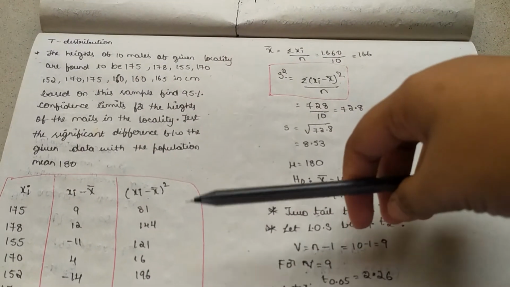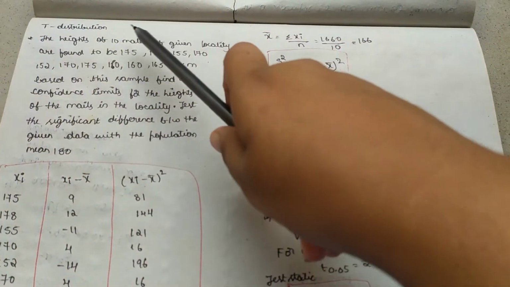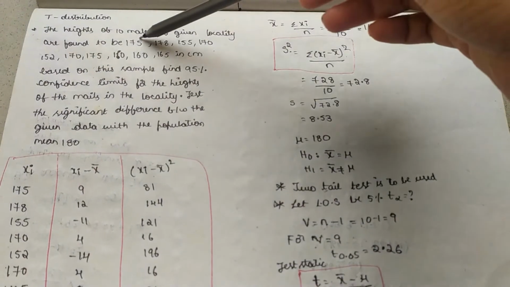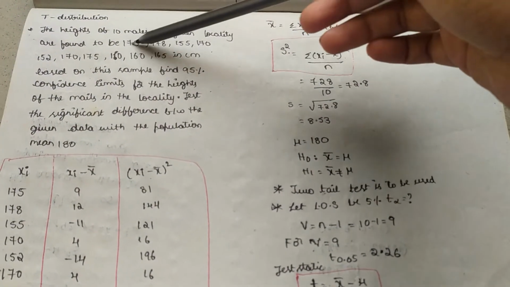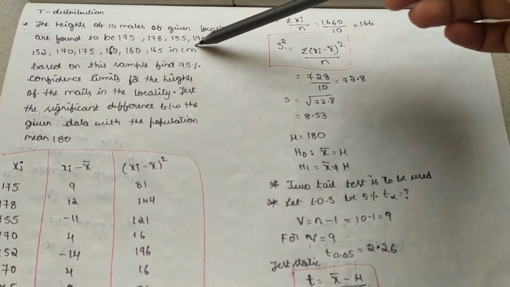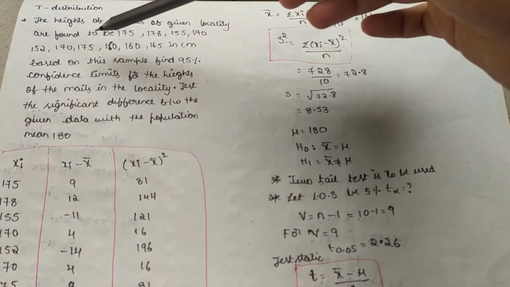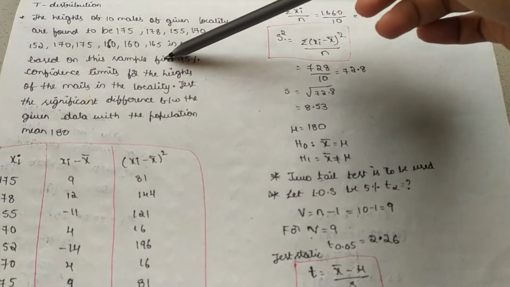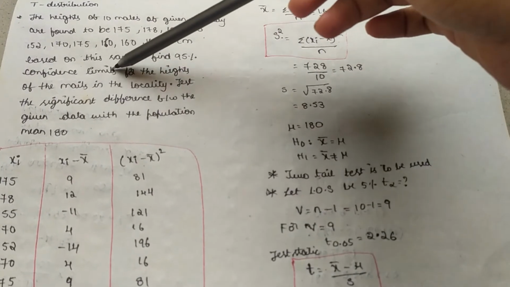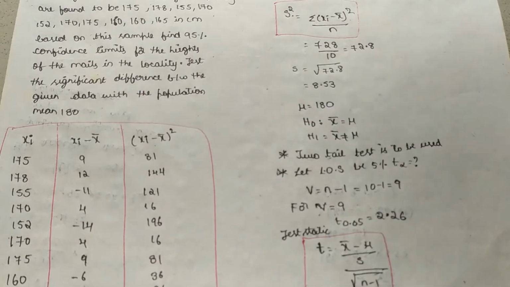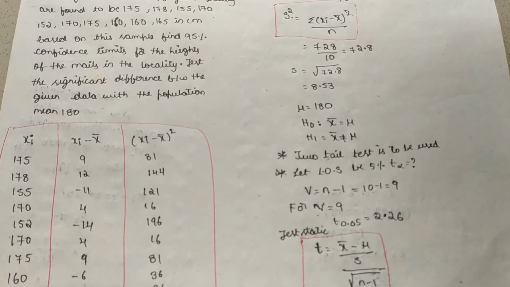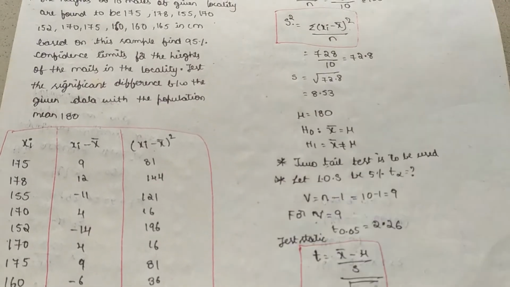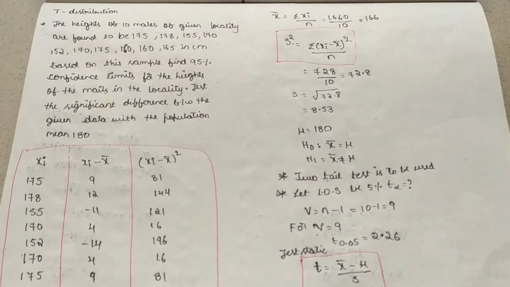Now coming to the fourth model, this is the last model, which is the t distribution. Here the heights of 10 males of a given locality are found to be 175, 178, 155, 170, 152, 170, 175, 160, 160, 165 in centimeters. Based on this sample, find the 95% confidence limit. I already told you about confidence limit, right? While you were doing the first model, I told you how to find the confidence limit.